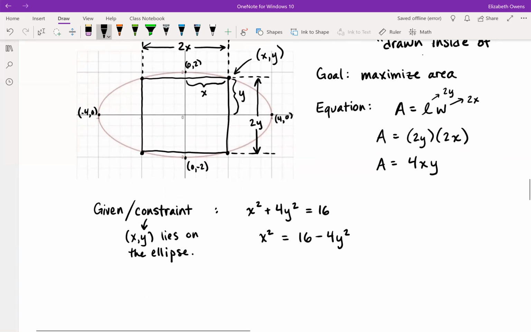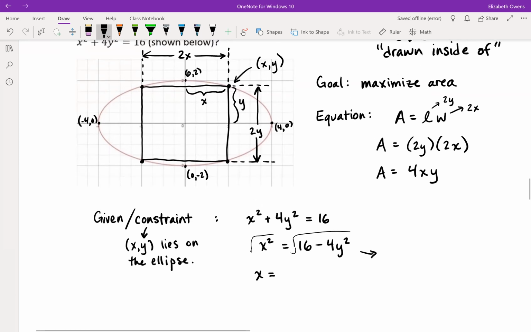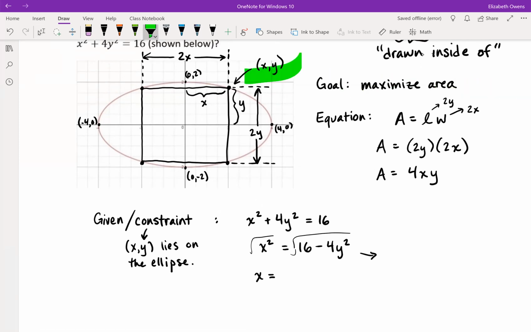So x squared equals 16 minus 4y squared, and then we square root both sides of that. Technically we would have x equals plus or minus the square root of 16 minus 4y squared. But notice how our point that we've labeled here, the xy, is in quadrant 1. And so the way that we've set this up, the way that we've labeled it, will allow us to choose the positive square root for that x. So x in quadrant 1 can use the positive root. So x would be the positive square root of 16 minus 4y squared.